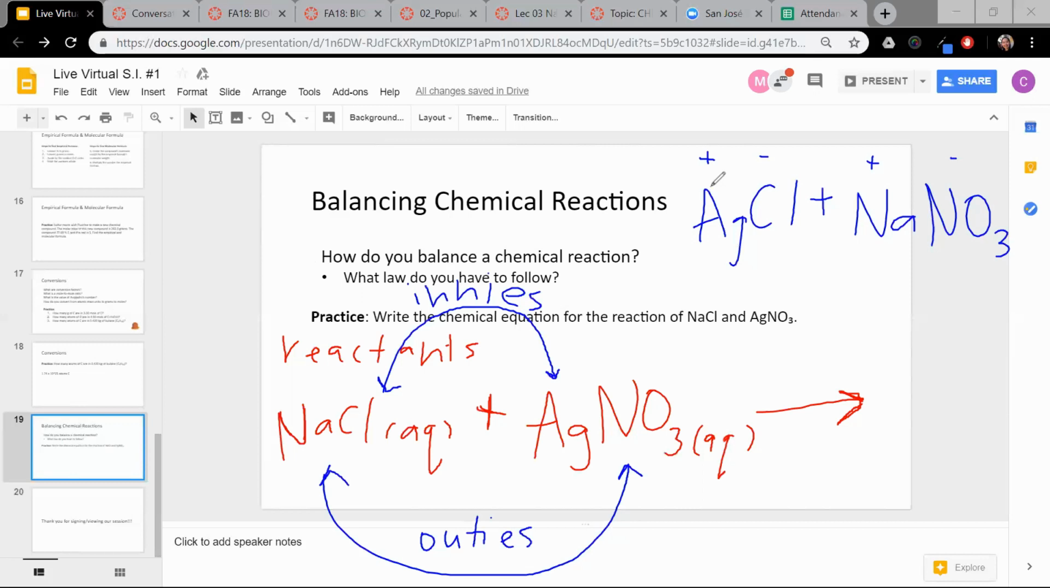Same thing for NaNO3. Sodium is a positively charged ion, so it'll always be in front, and nitrate is a negatively charged ion, so it'll always go behind sodium. After this, we need to make sure that our charges are balanced. Cl has a charge of -1, and silver has a charge of +1, so these are balanced. Na has a charge of +1, and it matches the charge of NO3's -1. So the charges are balanced.